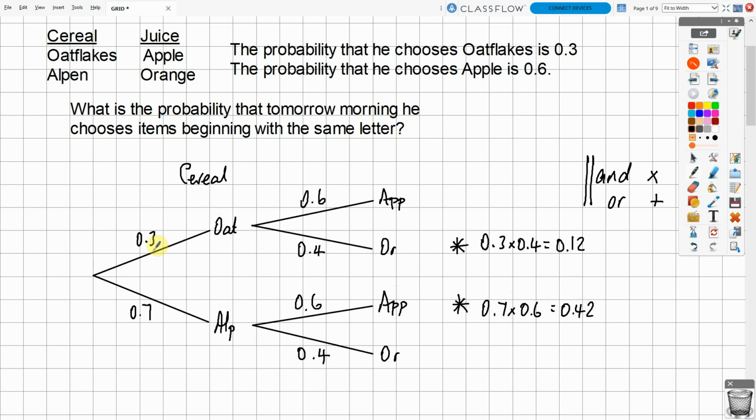But now we say, okay, we're interested in him choosing this or this. And that forces us to add these two branches together. And so we're looking at a final answer of 0.54. The probability of him picking two items, both beginning with the same letter, for breakfast is 0.54. And that's how you deal with an unconditional probability question.